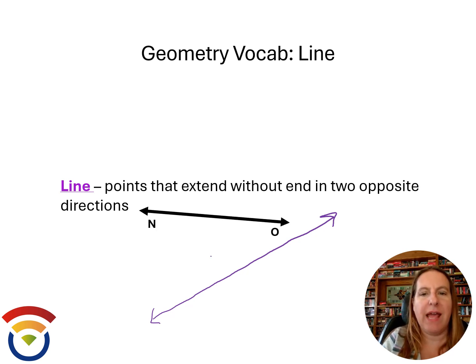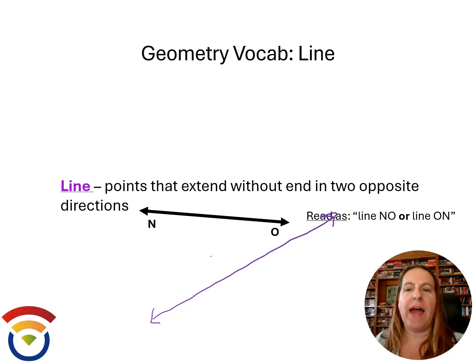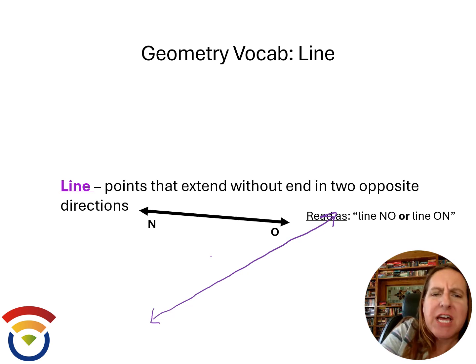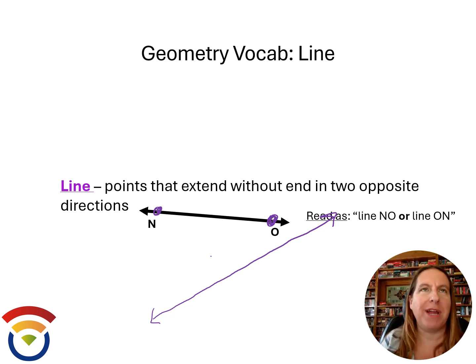There's another one, NO. When we read that, we call that line NO. The key thing about lines is the order of those points doesn't matter. I can also call that ON. N and O are both points on the line. Notice there are no little dots there, but whenever you see a capital letter, that means there's a point. So there's a point N and O.